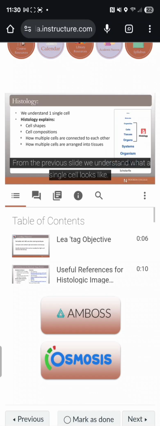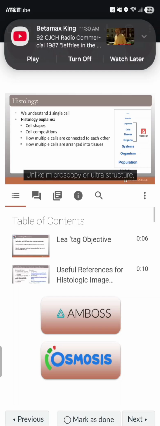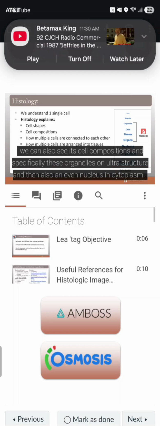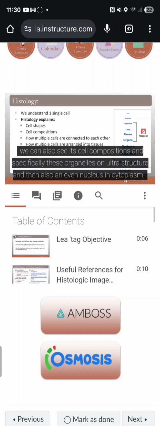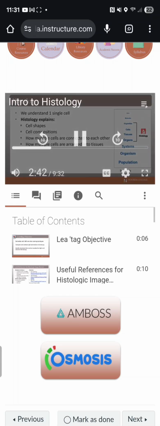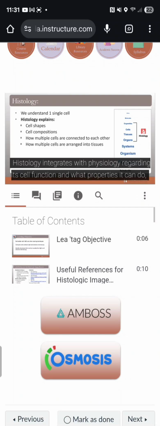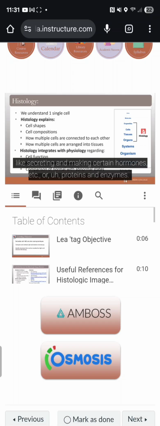So from the previous slide, we understand what a single cell looks like. Histology actually explains the visualization and the physical features of cell shapes. We're not going to see figures, but we're going to see the actual cell on light microscopy or ultrastructure. We can see its cell compositions, specifically these organelles, on ultrastructure, and even nucleus and cytoplasm on light microscopy. We also want to see how multiple cells are connected to each other and how they're arranged into various tissue arrangements. Histology integrates with physiology regarding cell function and what properties it can do, like secreting and making certain hormones, proteins, and enzymes. So you will be seeing some integration of histology with physiology in this course.